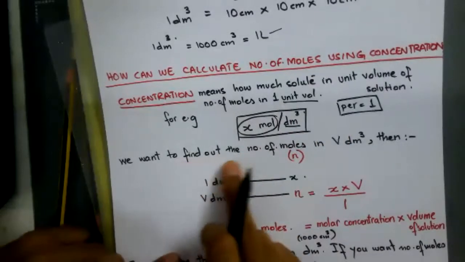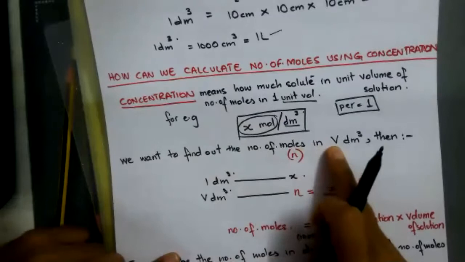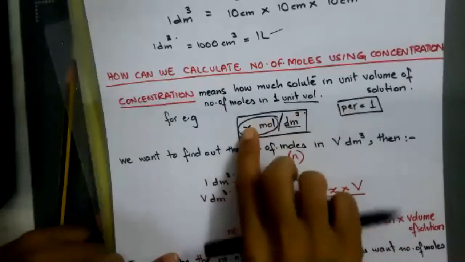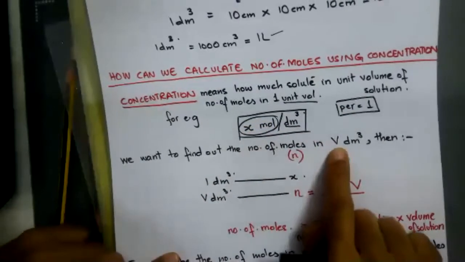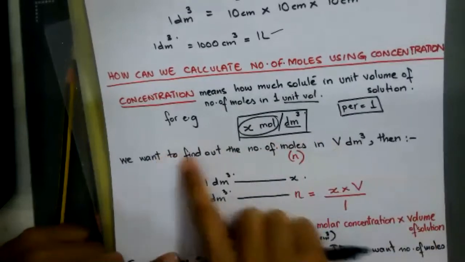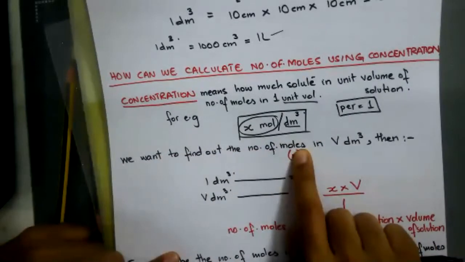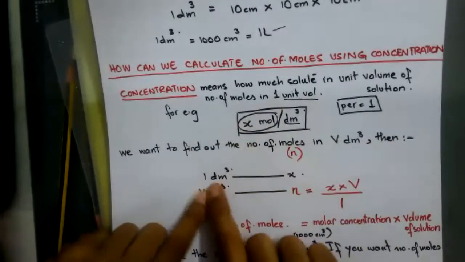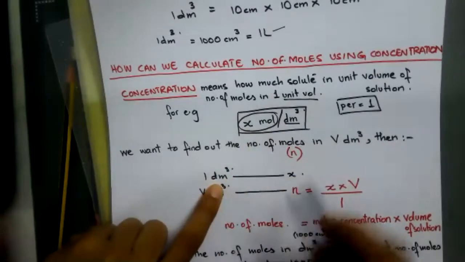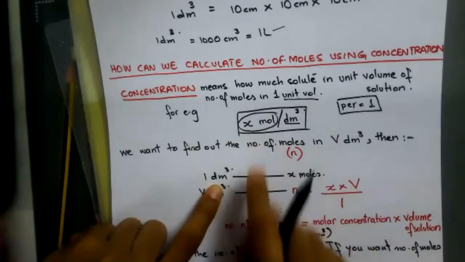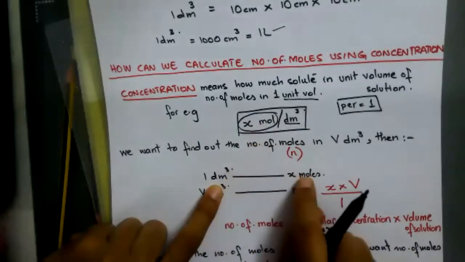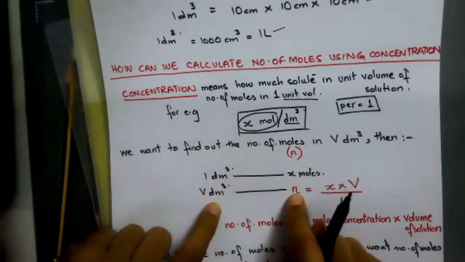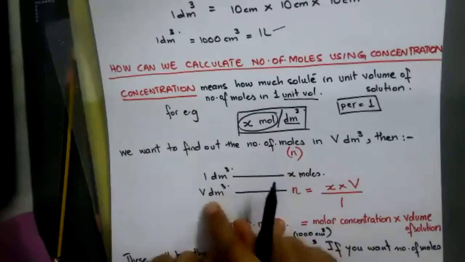Now, if we want to find out the number of moles in V, and this V is again a variable for any volume of solution. So if this is the concentration given and this is the volume given, and you are asked to find the number of moles, how would you go about it? You know from this expression that 1 dm cube has X moles, right? Because that's what concentration is telling us, that these many moles are in 1 dm cube. So V dm cube will have V multiplied by X.